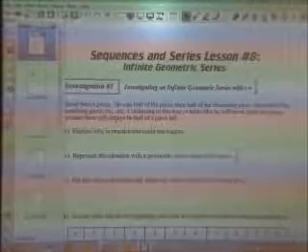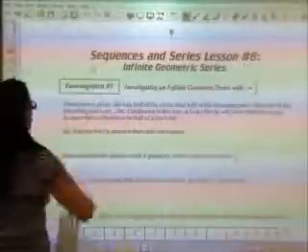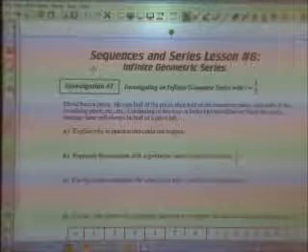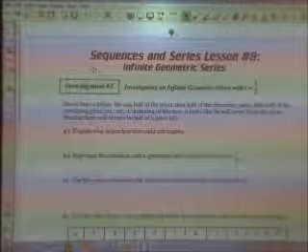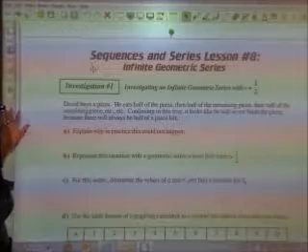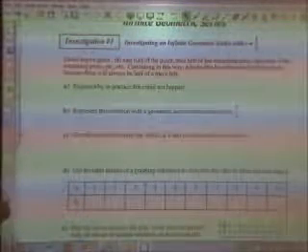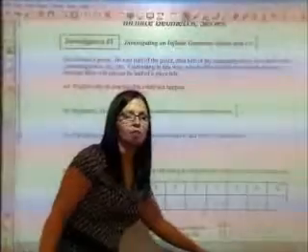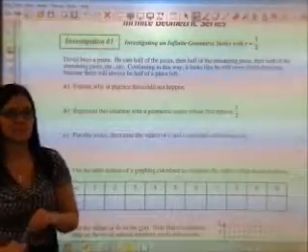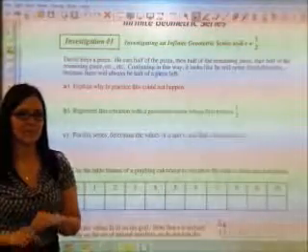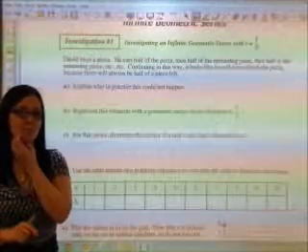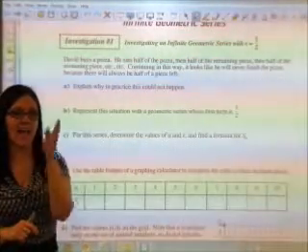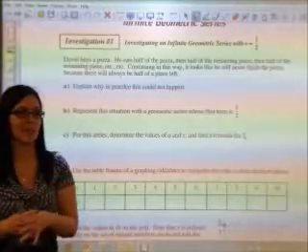Okay. Lesson number 8 looks at an infinite geometric series. So David buys a pizza. He eats half the pizza, then half of the remaining piece, then half of the remaining piece, etc., etc. Continuing in this way, would he actually ever finish the pizza? In theory, would he ever finish the pizza if he's only eating half of the remaining slice each time?